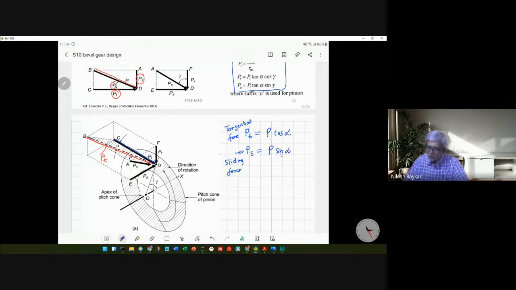So now we have PS, which we want to resolve. Now we are looking into this particular figure, the plane shown there. In this plane, we have the PS value we have determined in terms of P. Now we have to resolve that into two components. One is the radial component and another is the axial component. So tell me what is the radial component and what is the axial force component.